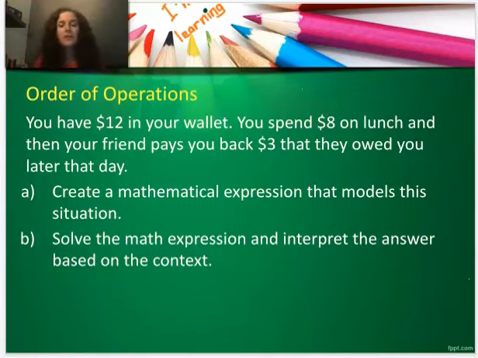So you have $12 in your wallet. You spend $8 on lunch, and then your friend pays you back $3 they owed you later that day. So write a mathematical expression that shows that, just one singular mathematical expression. So you have $12, you spent $8, then your friend pays you $3 back. Then simplify the mathematical expression and interpret the answer based on the context.